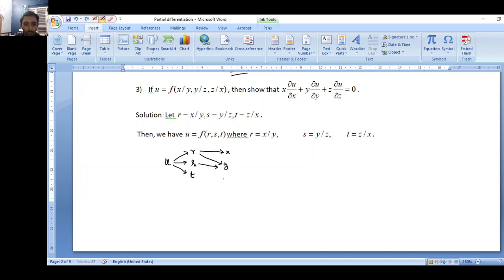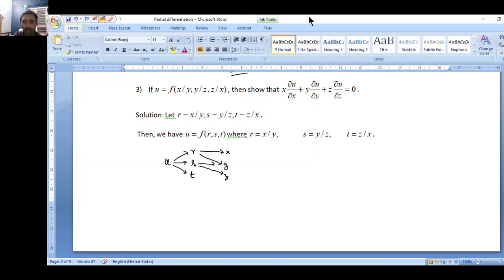Okay, one second, I'll write this in a better way. So s depends on y and z, and t depends on z and x. This looks a little clumsy, so I'll just erase this and rewrite this whole thing. Yep, I'll rewrite this in such a way that it looks much better.